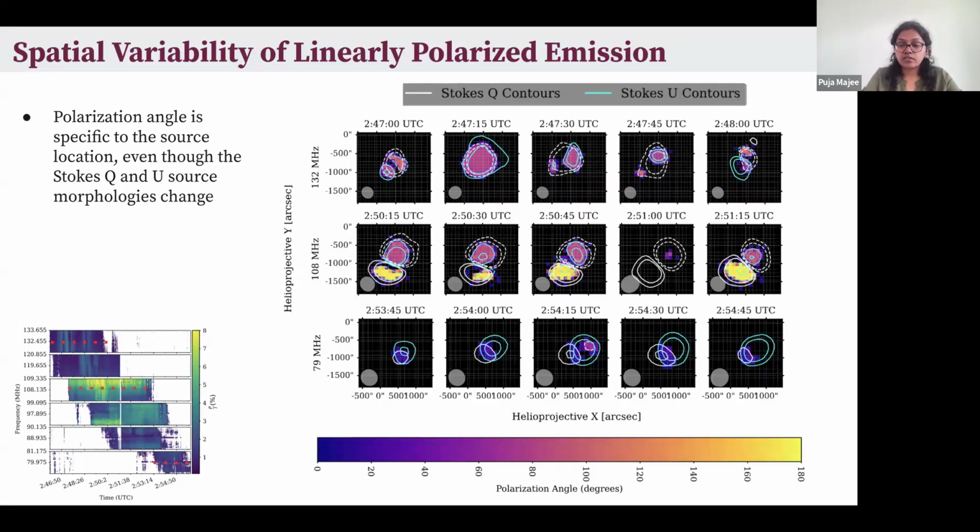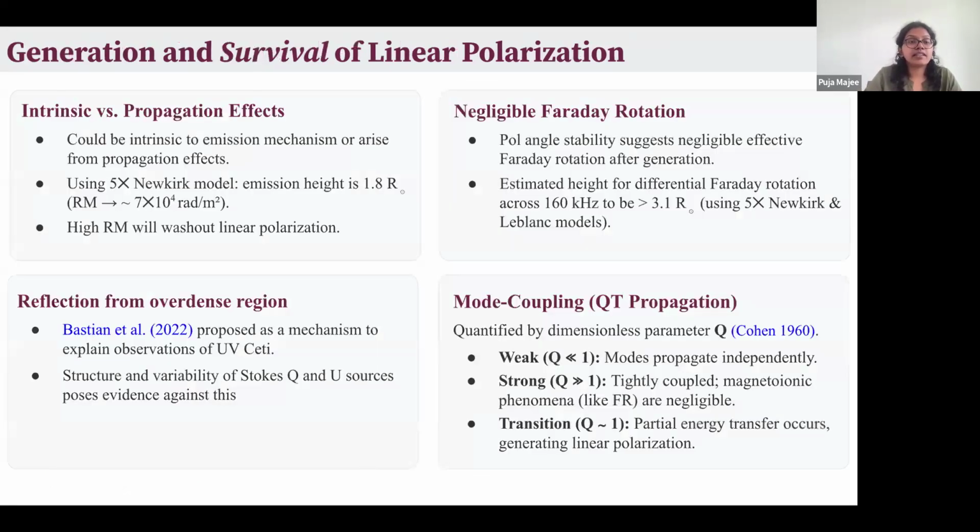So now the question is, what can give rise to this linear polarization? Another important thing is why this linear polarization has survived so far. So we started to look at that, and the first question that came to our mind was whether it has to be intrinsic or it has to be from a propagation effect. As I already told you, if it is intrinsic, then because of the high Faraday rotation, the high RM at the emission site, the linear polarization should be totally washed out, and therefore you should not see any linear polarization.